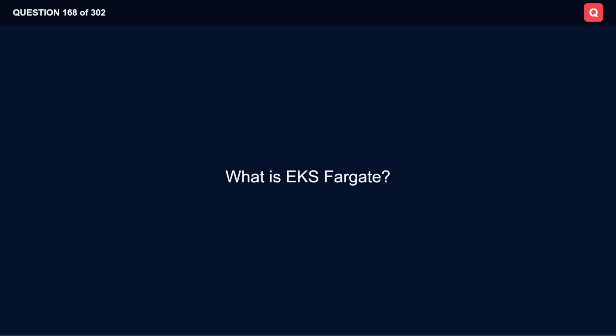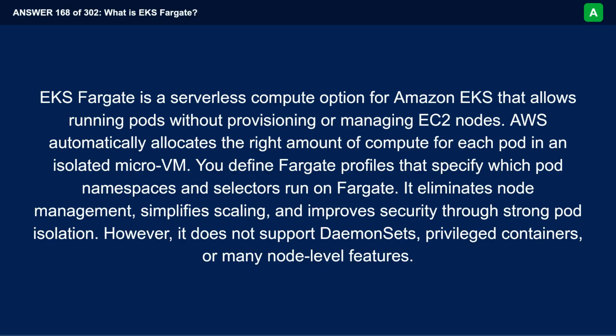What is EKS Fargate? EKS Fargate is a serverless compute option for Amazon EKS that allows running pods without provisioning or managing EC2 nodes. AWS automatically allocates the right amount of compute for each pod in an isolated micro-VM. You define Fargate profiles that specify which pod namespaces and selectors run on Fargate. It eliminates node management, simplifies scaling, and improves security through strong pod isolation. However, it does not support DaemonSets, privileged containers, or many node-level features.